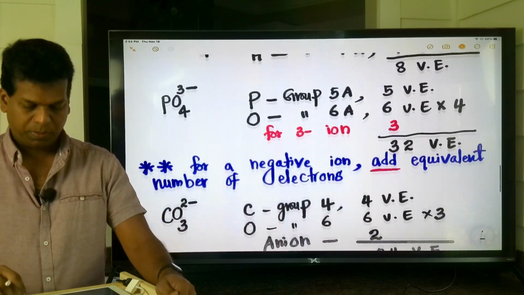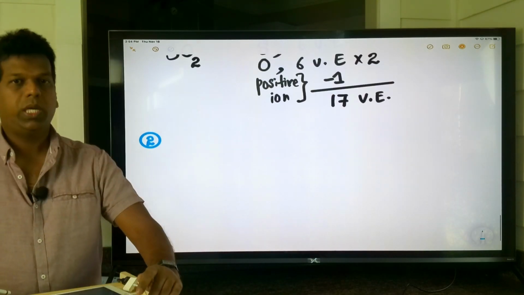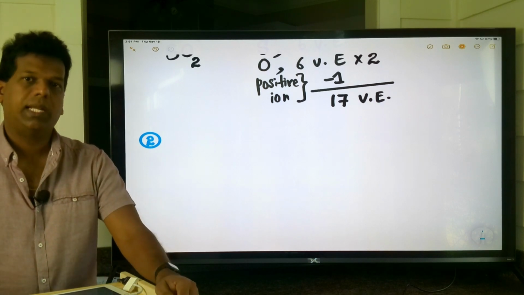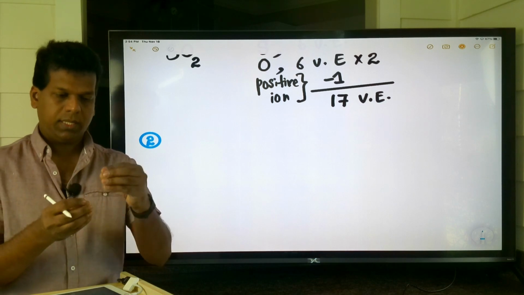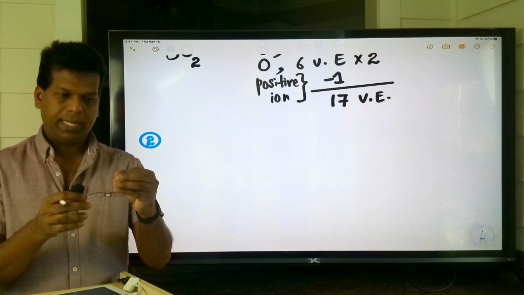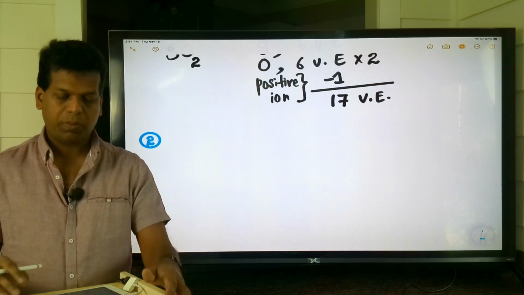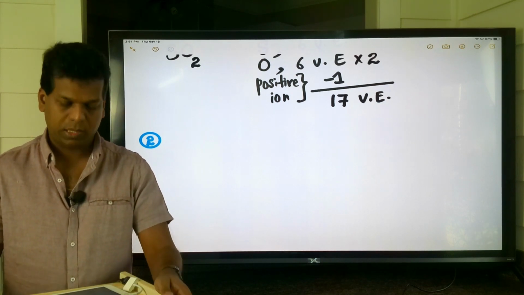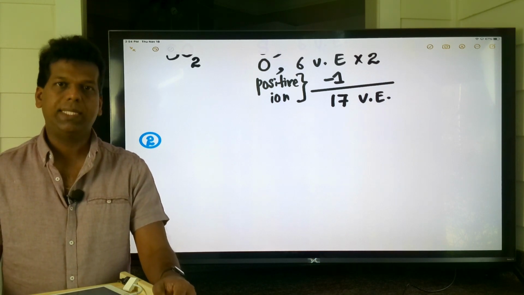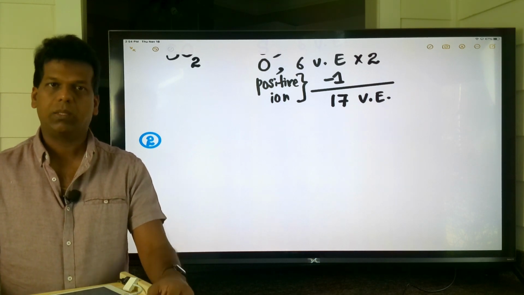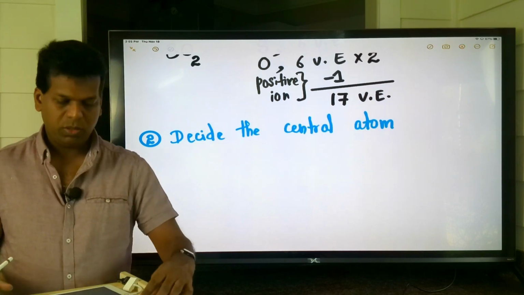The next step, step 2, is that you have to decide what the central atom is. In the Lewis dot structure, the arrangement is that there is a central atom and then there are terminal or peripheral atoms. Once you decide the number of valence electrons, the next thing you have to decide is what is going to be the central atom. It is really easy to decide. So how do we decide this one?